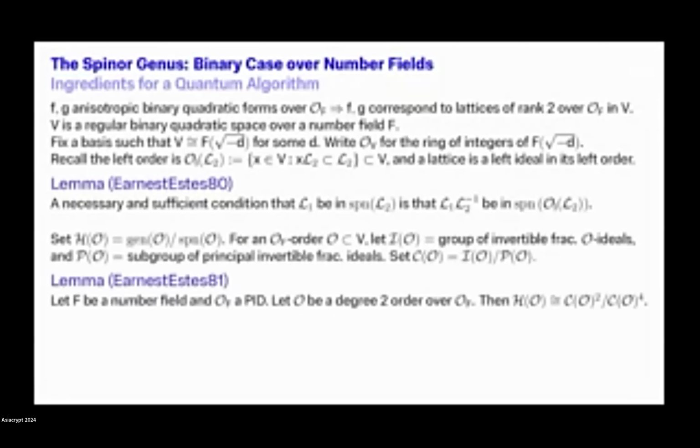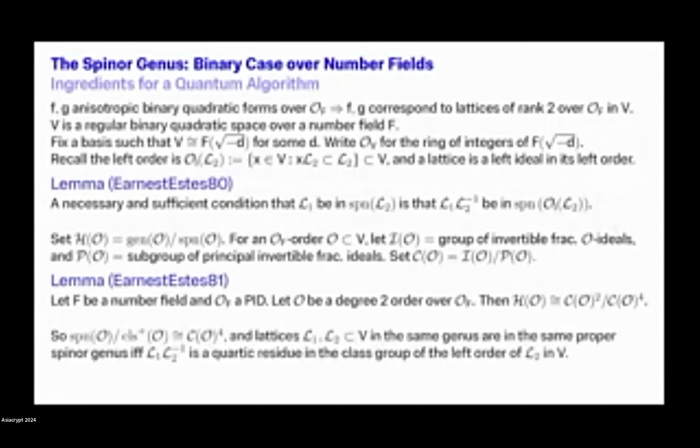We will need the following two lemmas. Lemmas by Earnest and Estes, the first from 1980, which says that a necessary and sufficient condition that L1 lies in the same spinor genus as L2 is that L1 times L2 inverse lies in the spinor genus of the left order of L2. The second lemma says that if the ring of integers of F is a principal ideal domain, and we have some order O of degree 2 over the ring of integers of F, then this group, H of O, is isomorphic to the squares of the class group quotiented by the fourth powers of the class group. And this group H of O is the genus quotiented by the spinor genus.